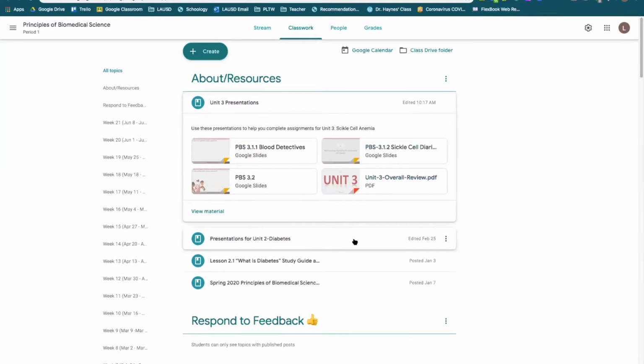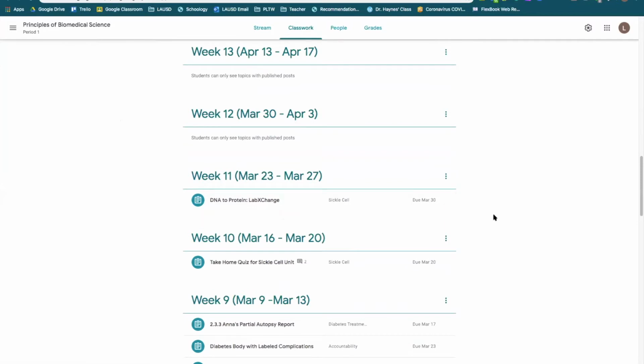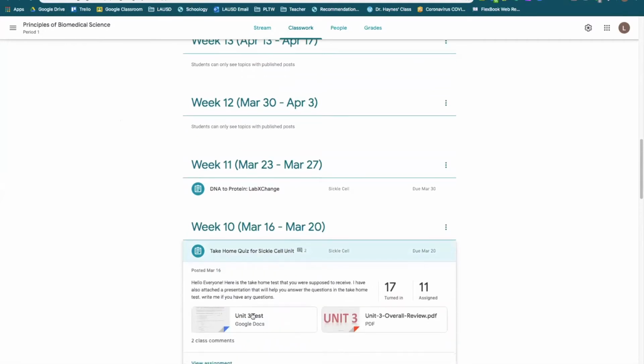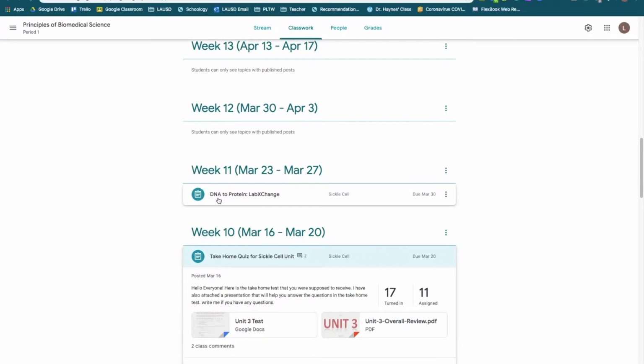But before I do that, I want to show you the assignment that I posted before. When you left a couple weeks ago, you got a take-home quiz for the sickle cell unit. This was the Unit 3 test, and I gave you the overall review. So I'll go over the review a bit today, and then I'm going to go over our new assignment, which is the DNA to protein assignment and lab exchange. And I'll go over how to use lab exchange again.